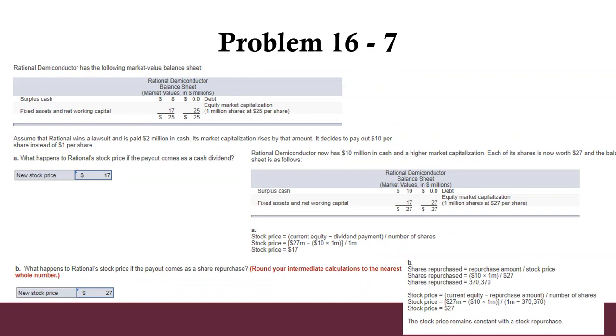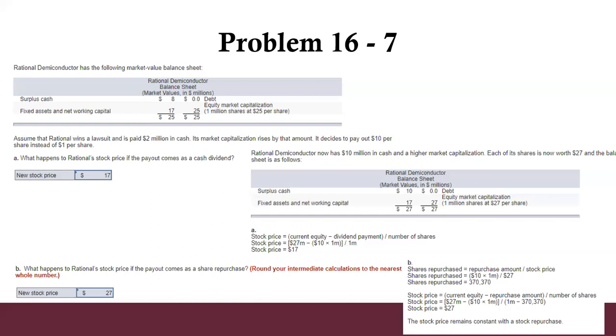So if they were to just do that, then what happens? You see there on the right, we just add that 2 million in surplus cash. That drives up the total asset value to that 27 million. But then we have our dividend payout, and we divide by our number of shares.